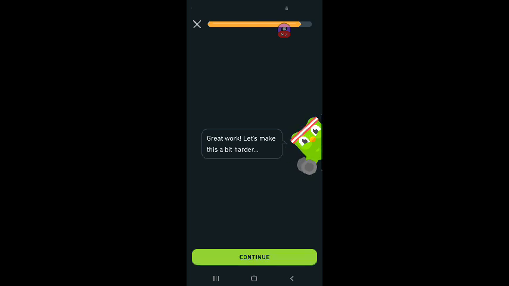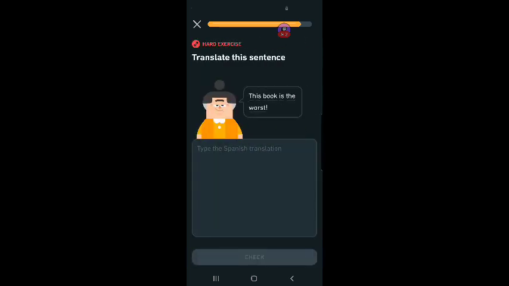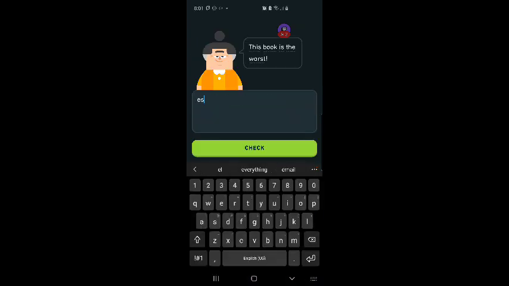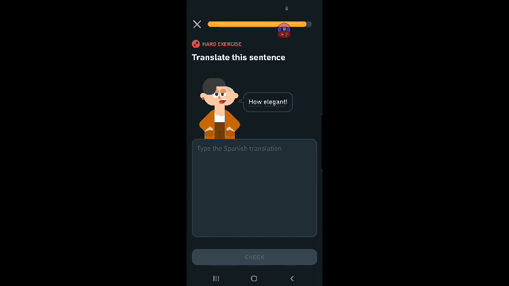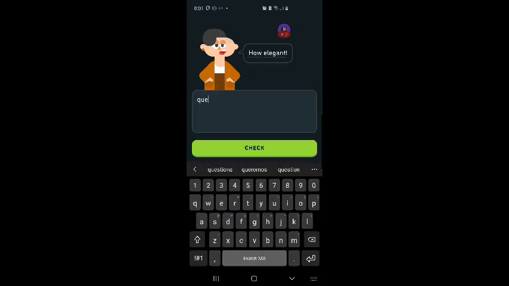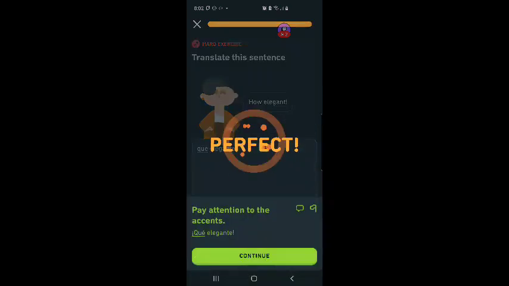Great work. Let's make this a bit harder. Are you sure? This book is the worst. Este libro es el peor. Nice, I did it. Translate this sentence. Qué elegante. Elegante. Perfecto.